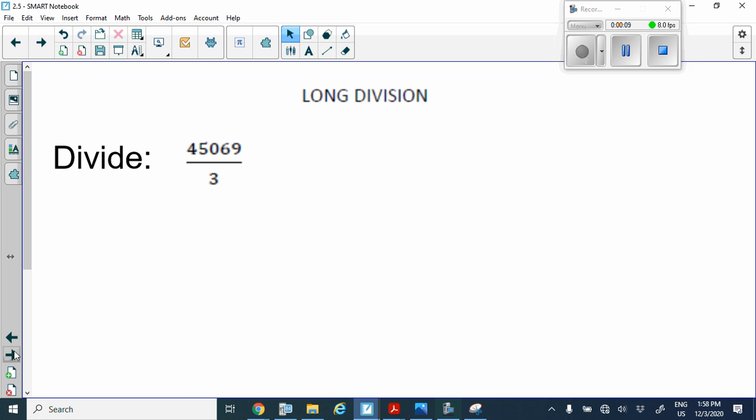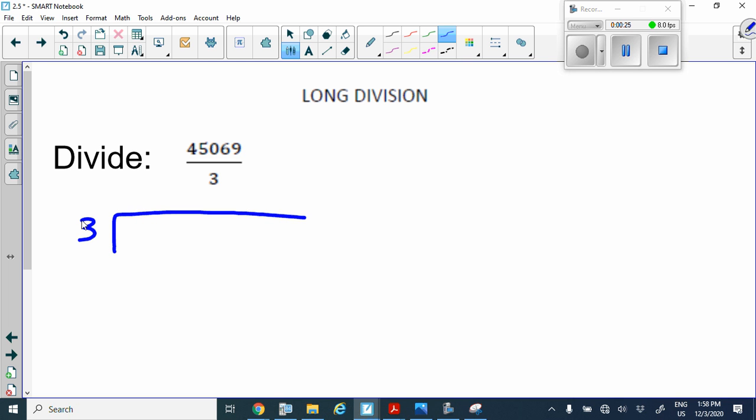Okay, before we get into long division with polynomials, let's just talk about long division when you did it in later elementary, maybe middle school, with our numbers. Okay, so we're going to divide 45,069 by 3. So remember when we do this, the 3 goes on the outside of our little special block here. We got 4, 5, 0, 6, and 9.